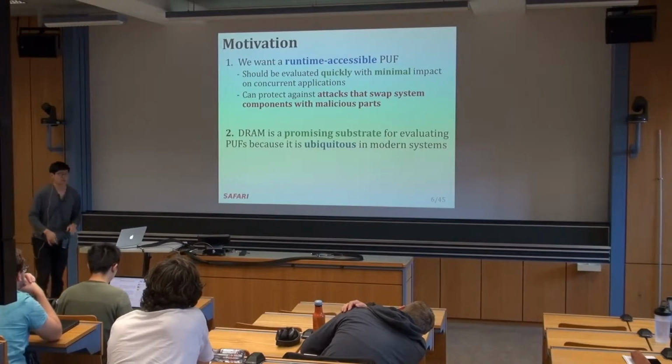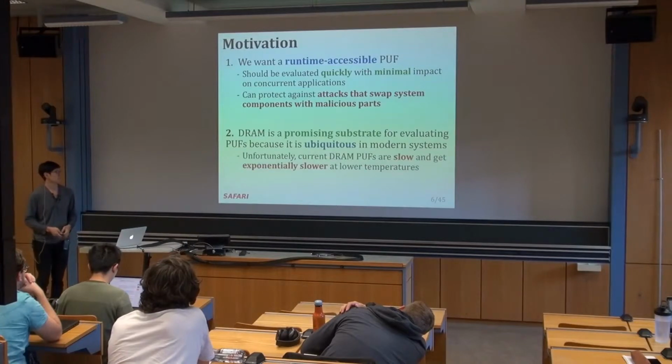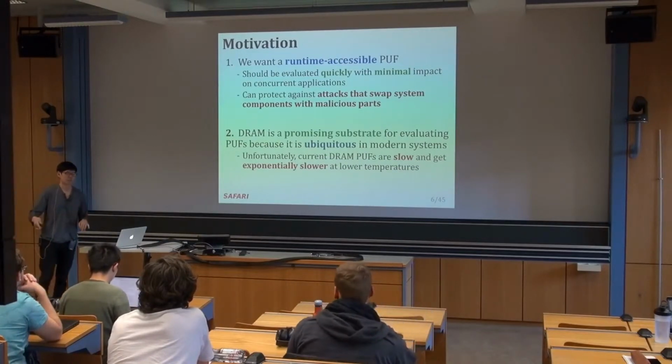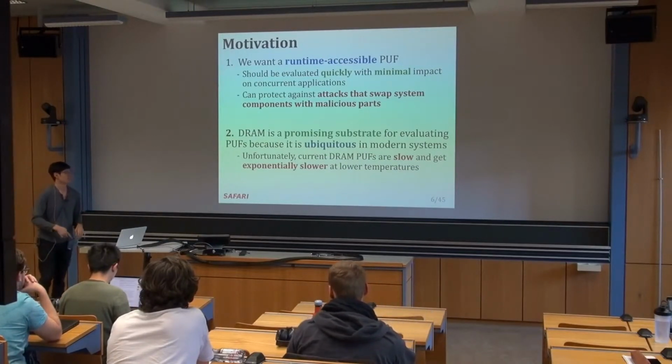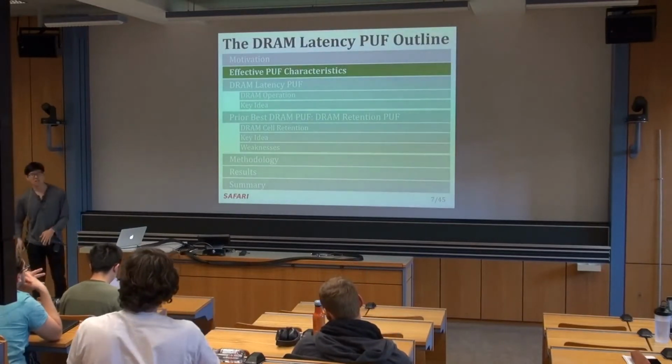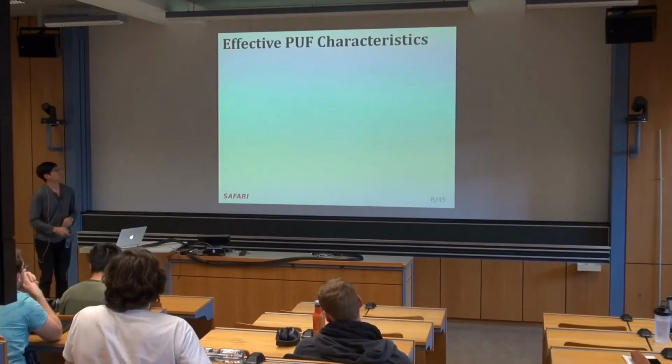Secondly, DRAM is a promising substrate for evaluating PUFs because it is ubiquitous in modern systems. But unfortunately, the current DRAM PUFs are slow and get exponentially slower at lower temperatures. This is because the mechanism that they use to evaluate their PUFs is inversely related to the temperature in terms of execution time.